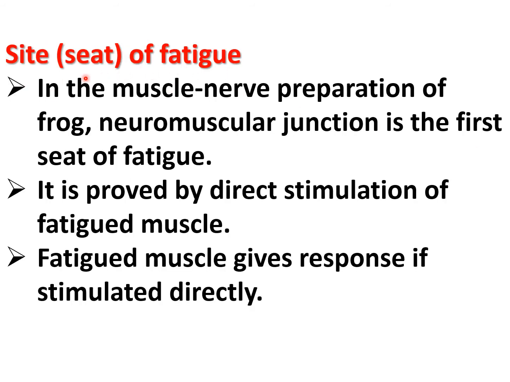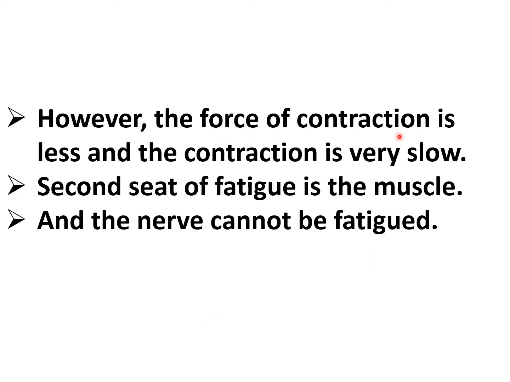Then the seat of fatigue, or site of fatigue. In the muscle nerve preparation of frog in animal experiments, the neuromuscular junction is the first seat of fatigue, and it is proved by the direct stimulation of the fatigued muscle. If the muscle is fatigued and we give direct stimuli to the muscle, it still gives a response. However, the force of the contraction is very less and the contraction is very slow. The second seat of fatigue is the muscle.